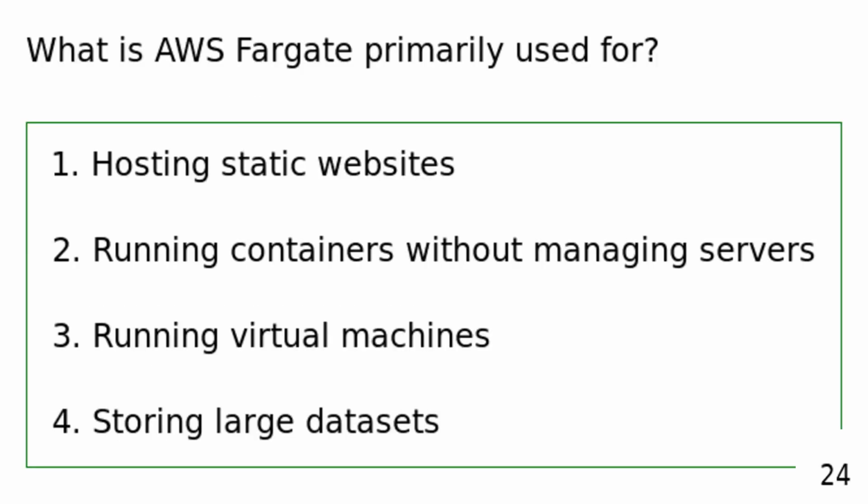What is AWS Fargate primarily used for? Hosting static websites. Running containers without managing servers. Running virtual machines. Storing large datasets.